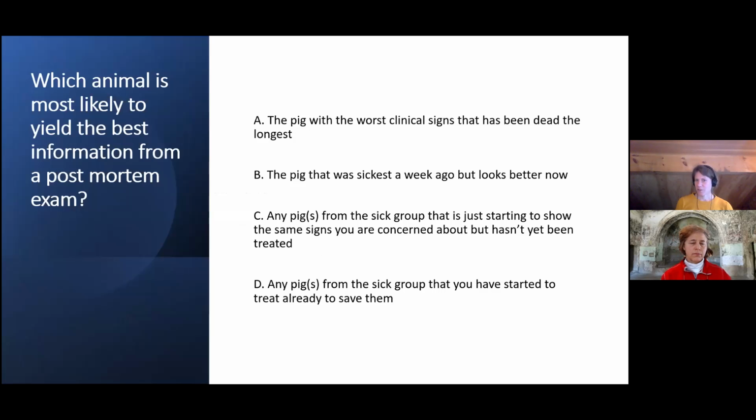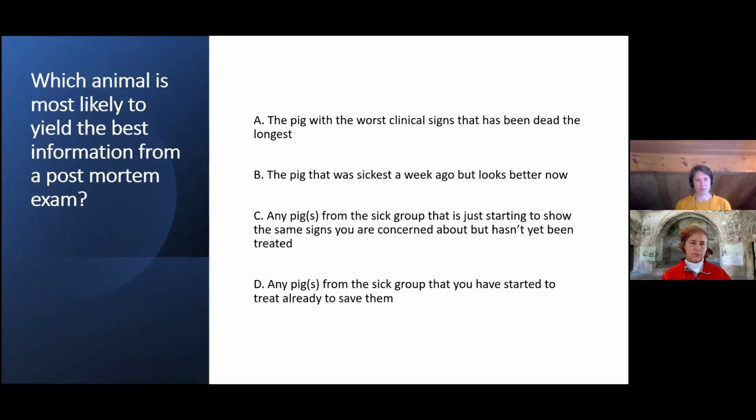So that led us to our next question for participants, which was, which animal is most likely to yield the best information from a post-mortem exam? So again, if you are following along for the study, please go ahead and answer this question in your online form. And I'll share now that our respondents from the presentation pretty much unanimously selected C, which was great. The correct answer, if there ever is a correct answer for this question, was C, any pig or pigs from the sick group that is just starting to show the same signs you were concerned about but hasn't yet been treated.